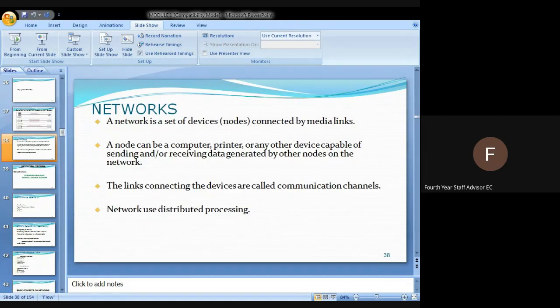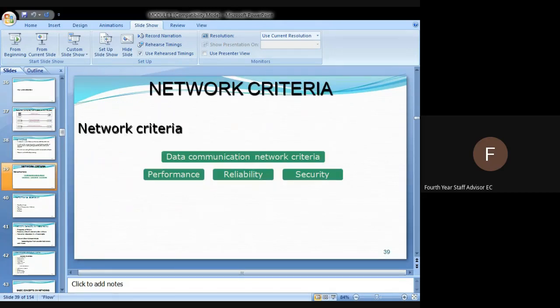Now, coming to the criteria of networks. As we explained the effectiveness of a data communication system, similarly, a network is an effective network if it satisfies three criteria. One is performance, the other is reliability, and the third is security. I'm repeating, a network is considered effective or efficient if it satisfies some criteria. Out of many criteria, the major ones are performance, reliability, and security.